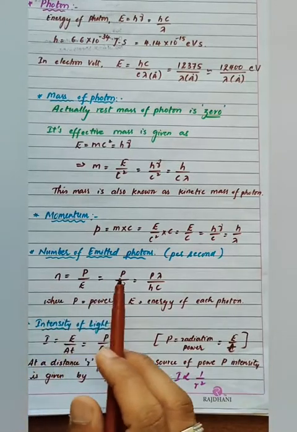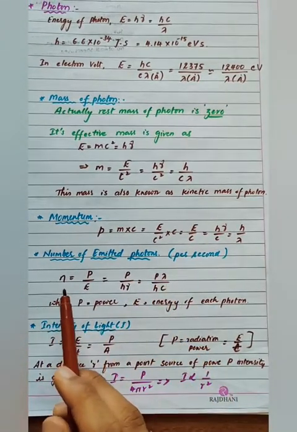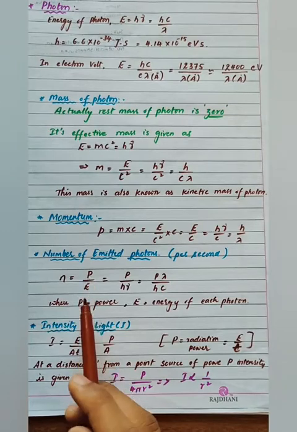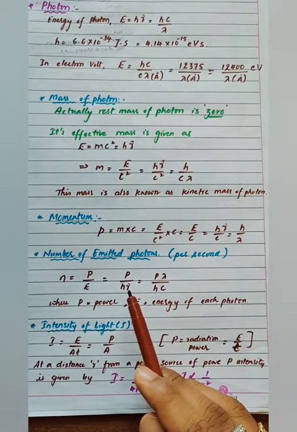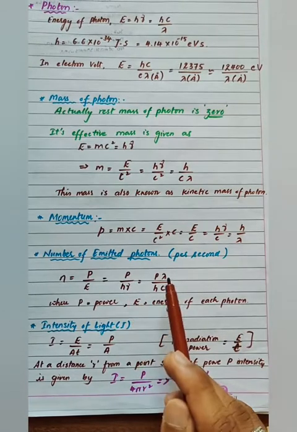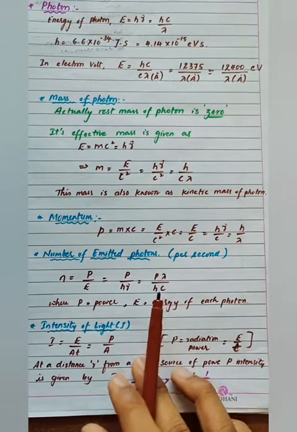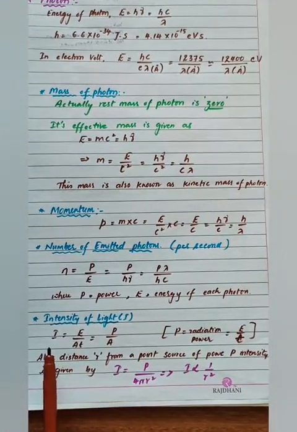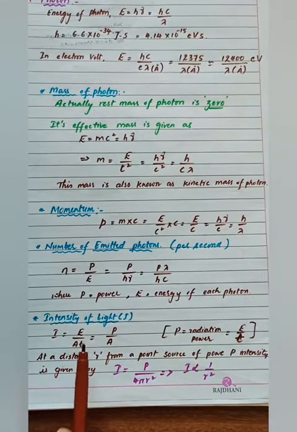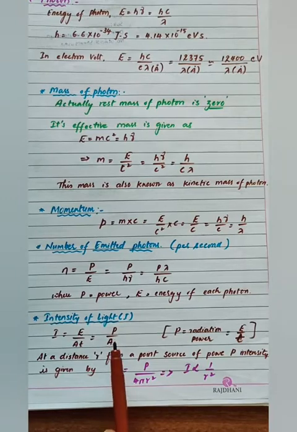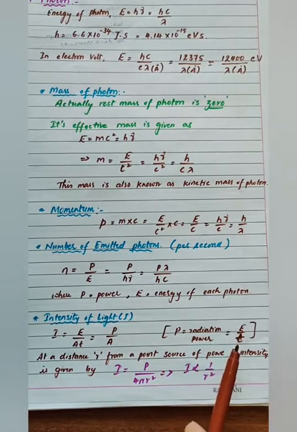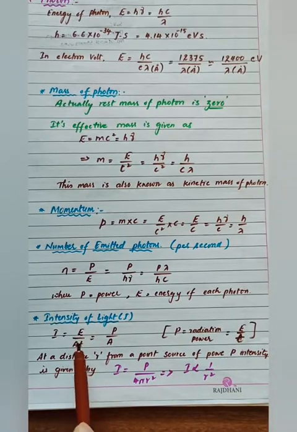Then the number of photons emitted per second is given by n is equal to p by e, where p is power and e is the energy of each photon, so power by h nu, or h nu can be written as hc by lambda, so take lambda to the numerator. Then the intensity of light is given by I is equal to E by AT, that is actually P by area. Intensity is the power of the radiation per unit area, but power is nothing but energy per time taken. So this is the formula, energy per time taken, and area is there as it is.